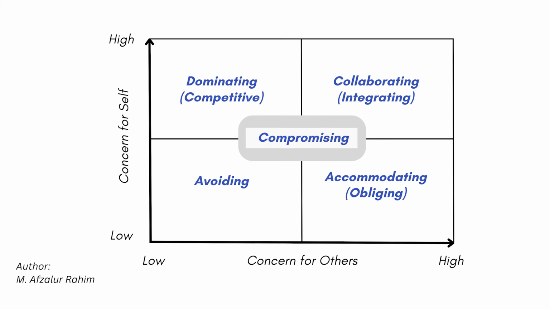Now let's look at the entire chart again. Where would you plot your own conflict management style? As mentioned, some of this depends on the situation. So given that, what are your top 2 conflict management styles where you see yourself using those the most?